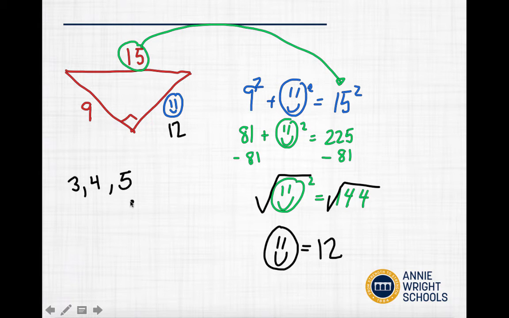And for those of you that like shortcuts, if you wrote that the answer to this was 12 because you knew it was a multiple of a 3, 4, 5, I would give you full credit for that. You wouldn't have to show all of this work. But you'd have to write 9 times 3, 3 times 3 is 9, 5 times 3 is 15. So I know the missing side has to equal 4 times 3, which is 12. So you got to write a little bit, but you don't have to show all the work over here.